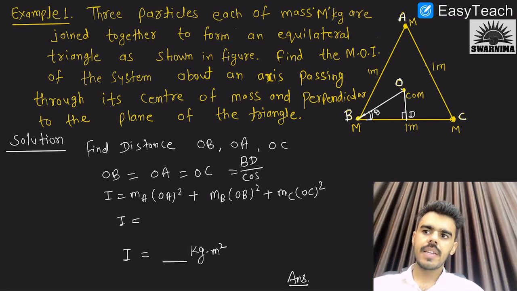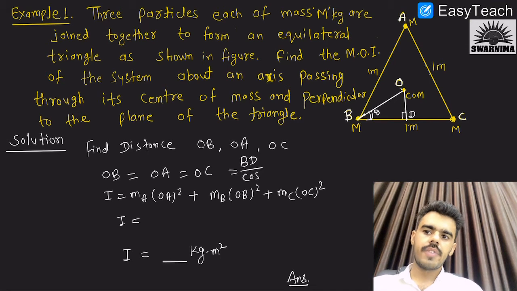So first example is: three particles each of mass m kilogram are kept at the vertices of an equilateral triangle as shown in this diagram. Find the moment of inertia of the system about an axis passing through its center of mass and perpendicular to the plane of triangle. So we have to find the moment of inertia of this system about an axis which is passing through its center of mass and perpendicular to the plane of this triangle.